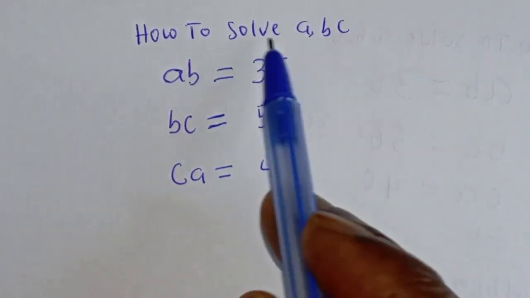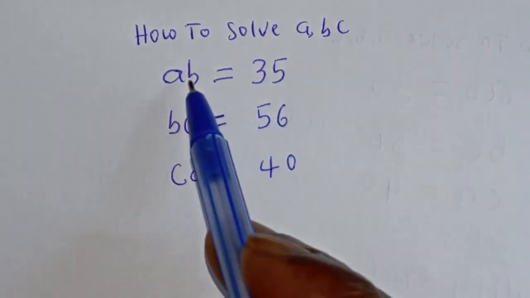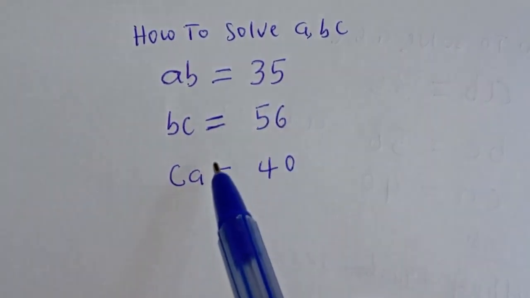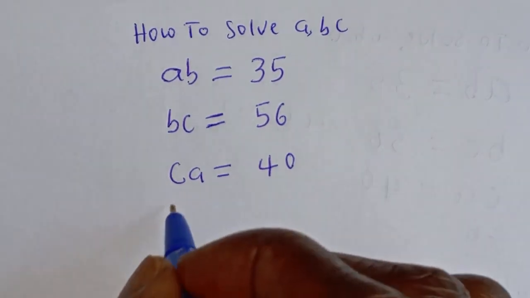How to solve for A, B, C from these given equations. AB is equal to 35, BC is equal to 56, and CA is equal to 40. Solution.